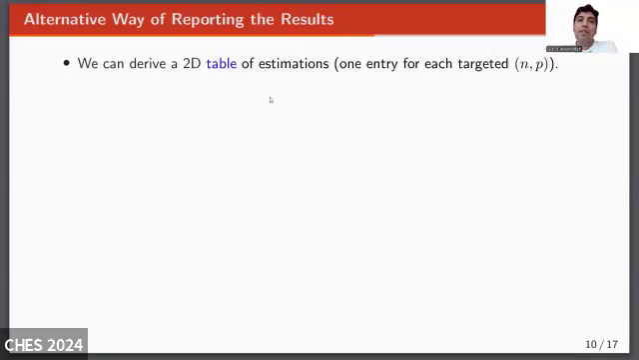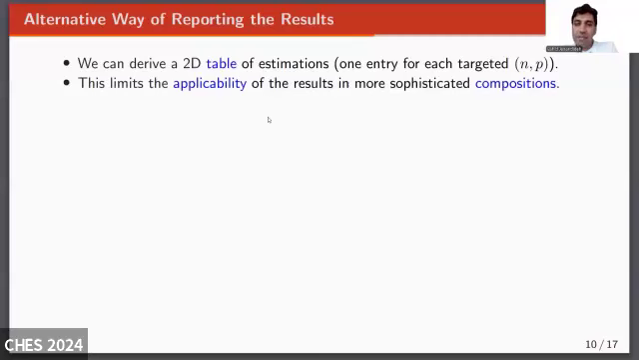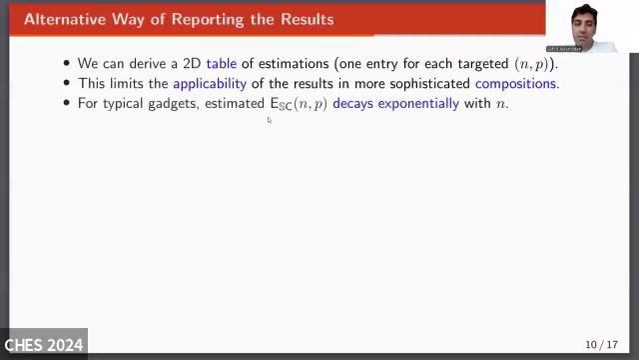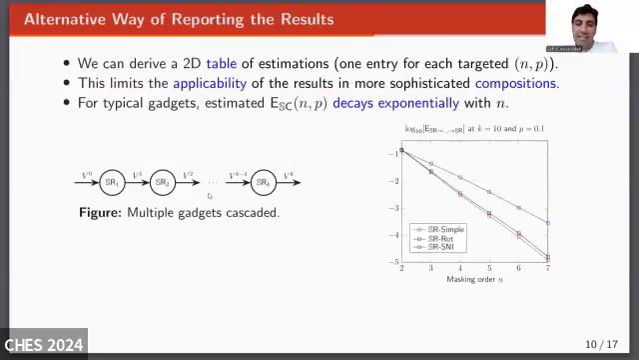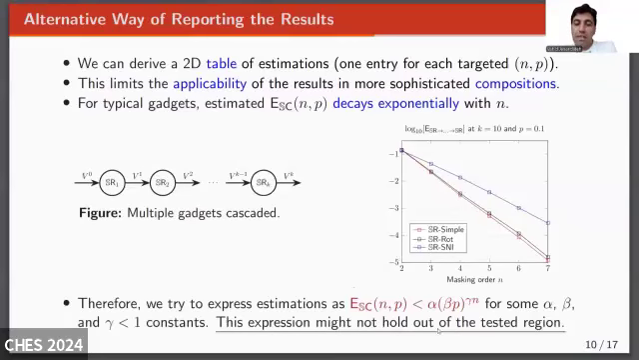Continuing this approach, we can obtain a table of values. However, this will limit applicability of the results. We made another observation, and we see that the estimated value of ESC decreases exponentially with n. As an example in the paper, multiple linear gadgets are cascaded, and they decay, and ESC for them is shown to be decreasing exponentially. So a formula like this fits most of the considered gadgets. This enables applicability of results to more complex structures.